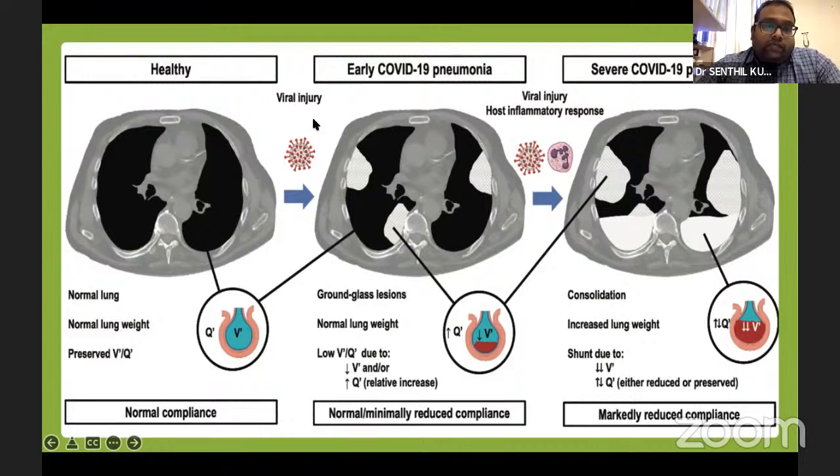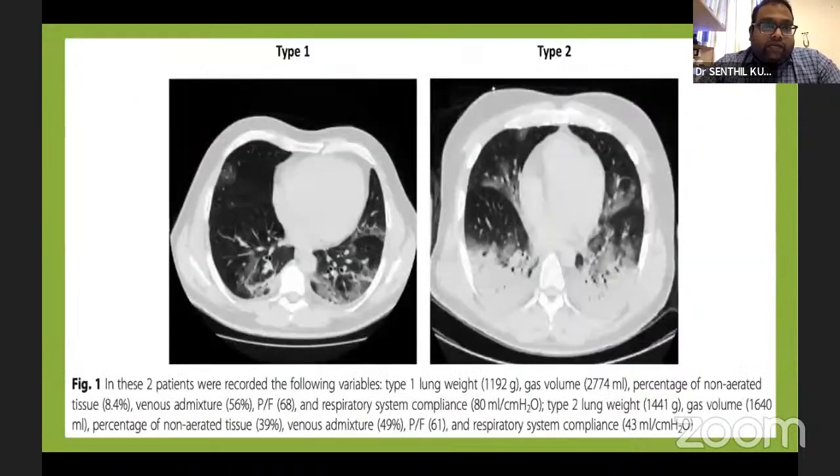During the early ARDS, the hypoxia is more likely due to a low VQ mismatch. But in severe ARDS, there will be consolidation, collapse, and inflammatory response, more on the dependent portion of the lung, leading to increased lung weight, and there will be both increased ventilation-perfusion mismatch and shunts, which markedly happen, causing severe COVID-19 pneumonia.